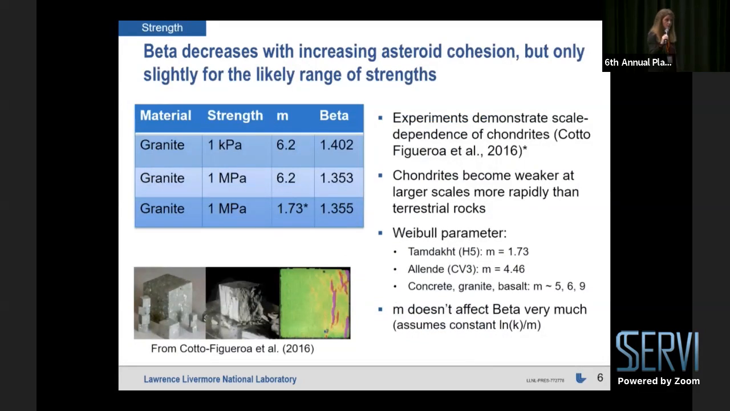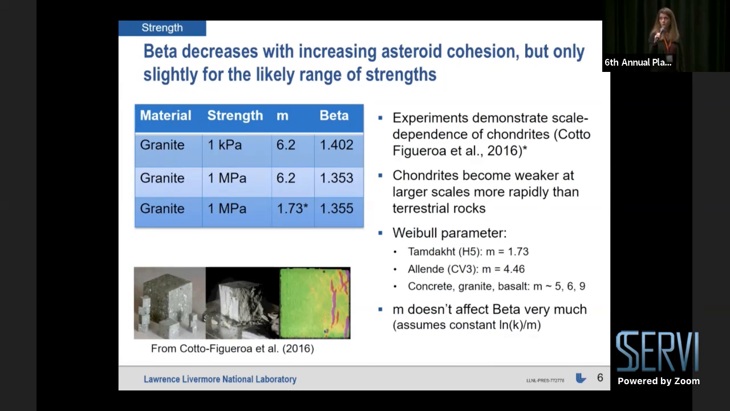Strength is another material property that's important for determining beta. We have no direct measures of asteroid strength, but one way to get at it is to look at meteorites here on Earth and do experiments on them. Desiree Cotto-Figueroa looked at a variety of meteorites recently and found that chondrites become weaker at larger scales more rapidly than terrestrial rocks, which has implications for how we model it.